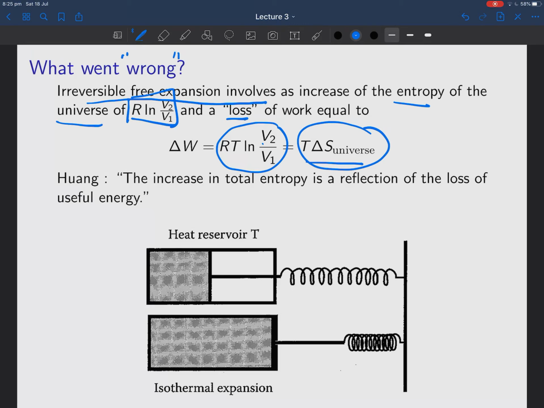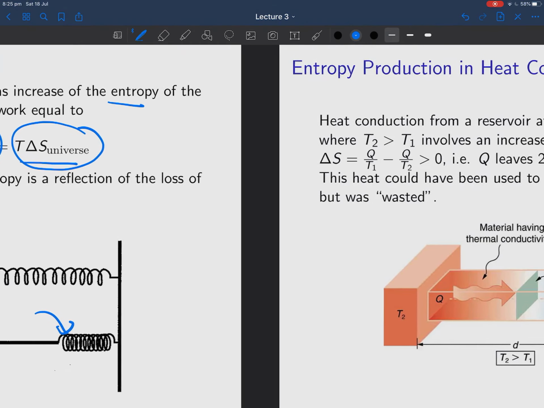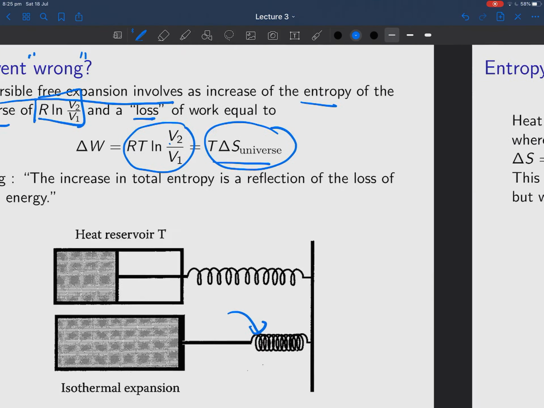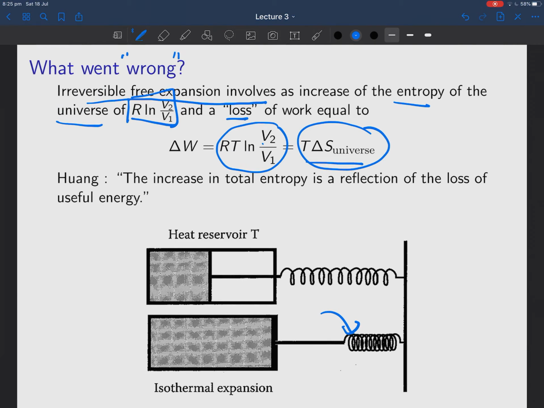We've done this ridiculous process where we just allowed the gas to expand without doing any work. That was a serious error because now we've lost the ability to do work. Okay, and we're not going to get it back. Whereas in the reversible case, what happened is we compressed this spring, and the spring can then be used to do some work somewhere else, to run an engine, for example, or to recompress the gas if we wanted to.